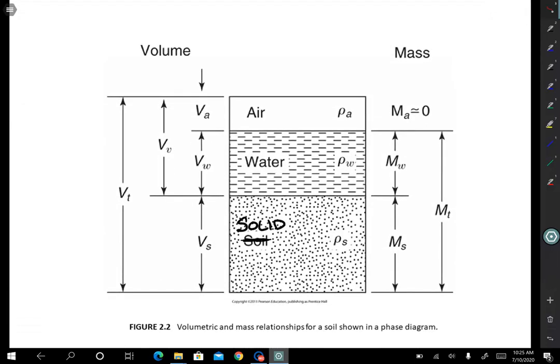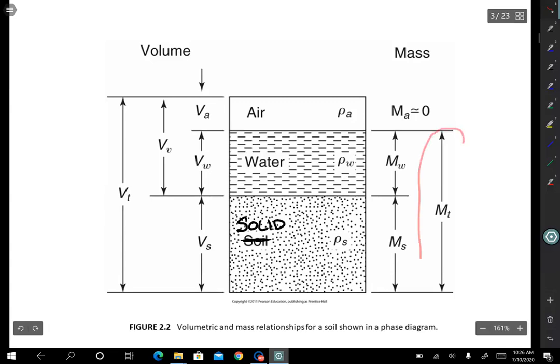All right, and then what we do is divide the phase diagram into the volume side over here and the mass side over there. So V sub S is the volume of solids, VW is the volume of water, and VA is the volume of air, right? And similarly, you have MS, the mass of solids, and MW, the mass of water. The mass of air we assume to be equal to 0, right? The air has such a small mass that we don't have to include it in our phase diagram. Okay, and then we have some other volumes and masses that we'll talk about.